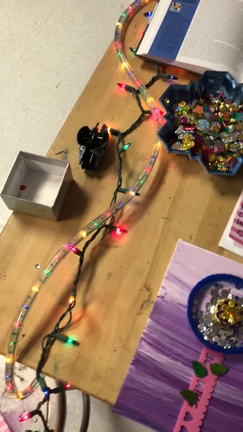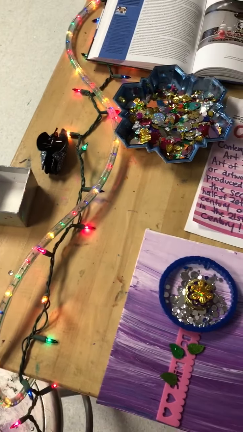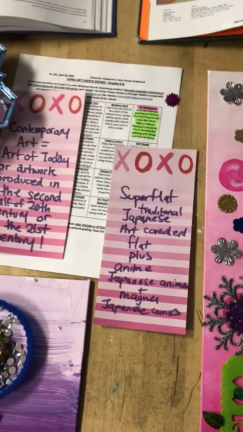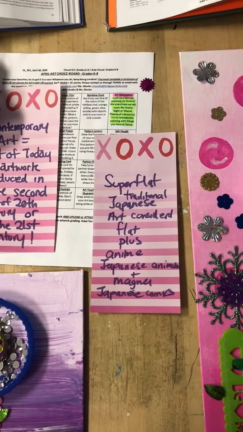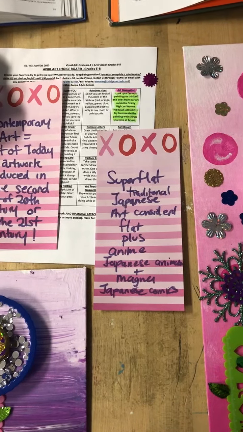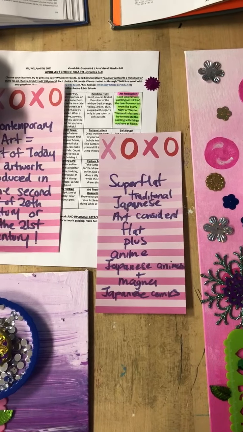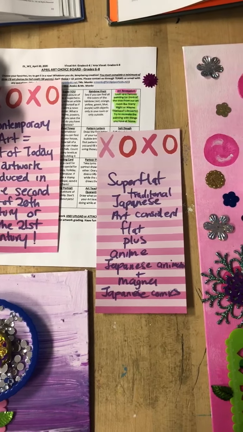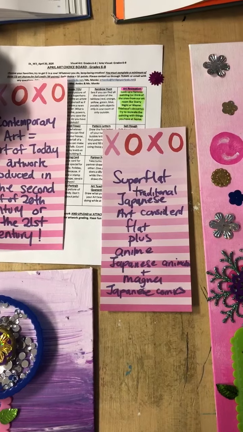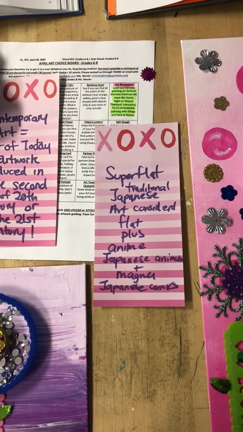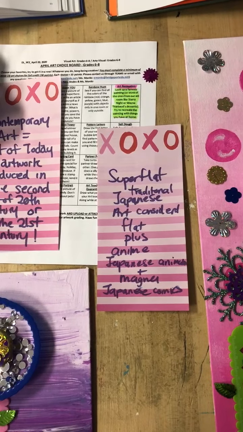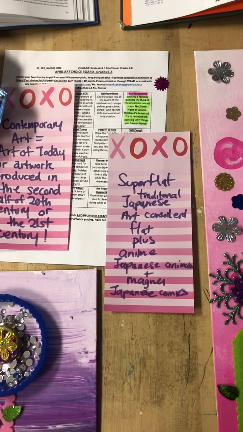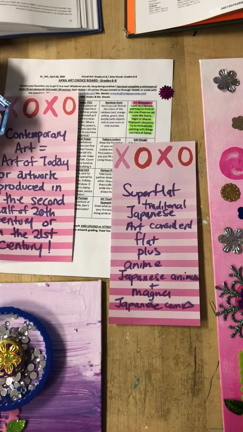And also Takashi, he created the art movement called Super Flat. Well, Japanese art is already considered flat, traditional Japanese art. And if you add anime, Japanese animation, plus manga, which means Japanese comics, if you add all those three things together, you get super flat. So that's kind of his style. So he created that art movement.